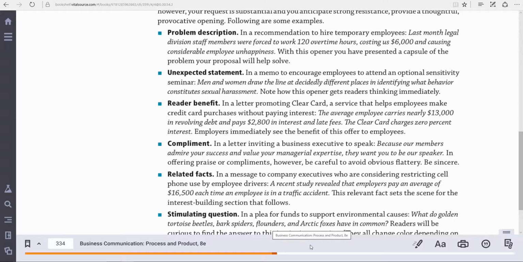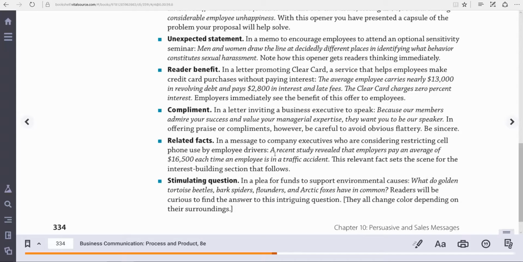Reader benefit. In a letter promoting ClearCard, a service that helps employees make credit card purchases without paying interest. In other words, what is in it for them? So it's saying that ClearCard charges 0% interest because there's so much interest in late fees. Compliment says we admire your success and value your managerial expertise. Related facts: a recent study revealed that employers pay an average of $16,500 each time an employee is in a traffic accident. So this is for executives that are considering restricting cell phone use.